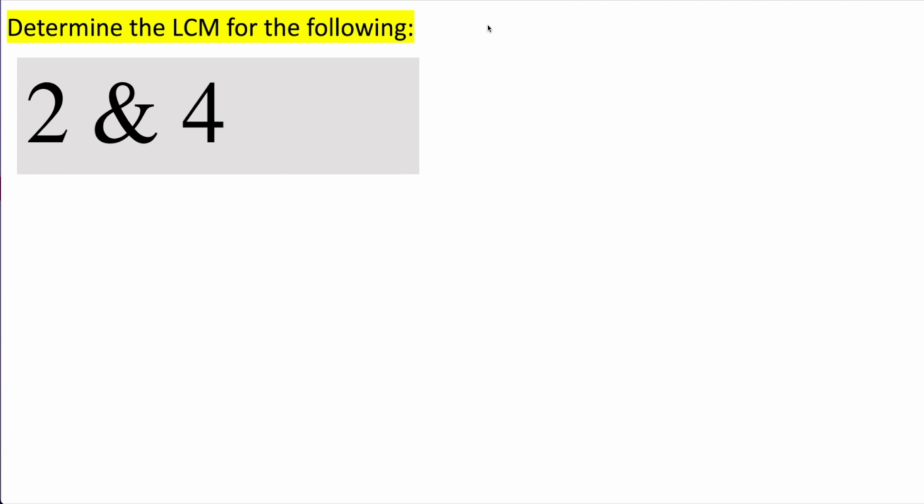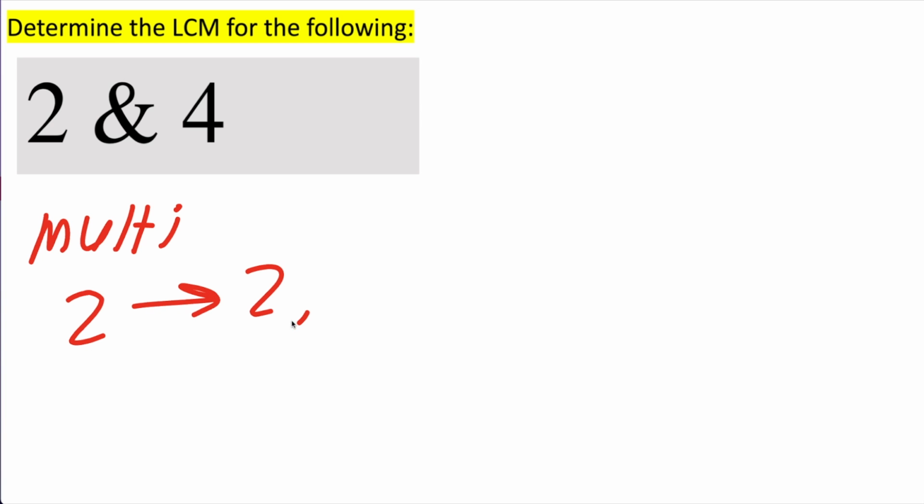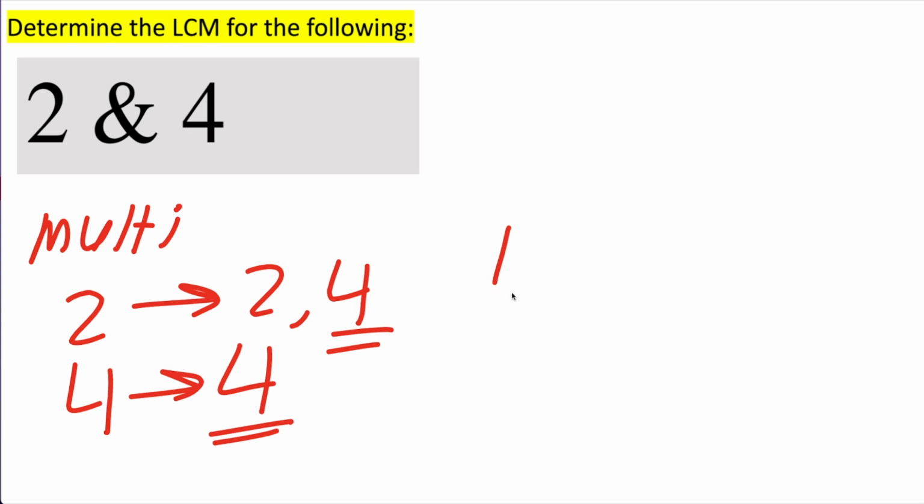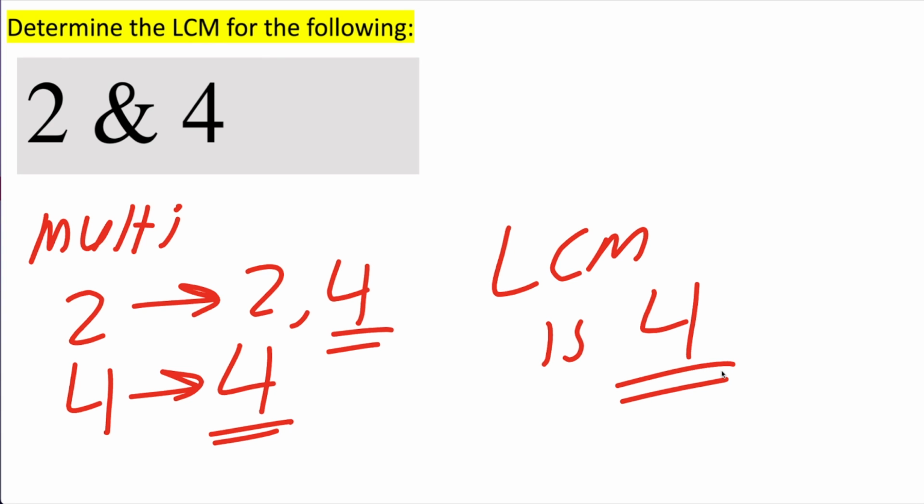Okay, the last problem. Again, if you want to pause the video and attempt it, feel free. So we got to get the multiples. I'm going to write it out as multi. So for 2, we're going to get 2 times 1 is 2. 2 times 2 is 4. Really, I can stop here because for the other number, the first multiple is 4 times 1, which is 4. And see, we have a match. So the LCM is 4. And that's pretty much it regarding least common multiples.